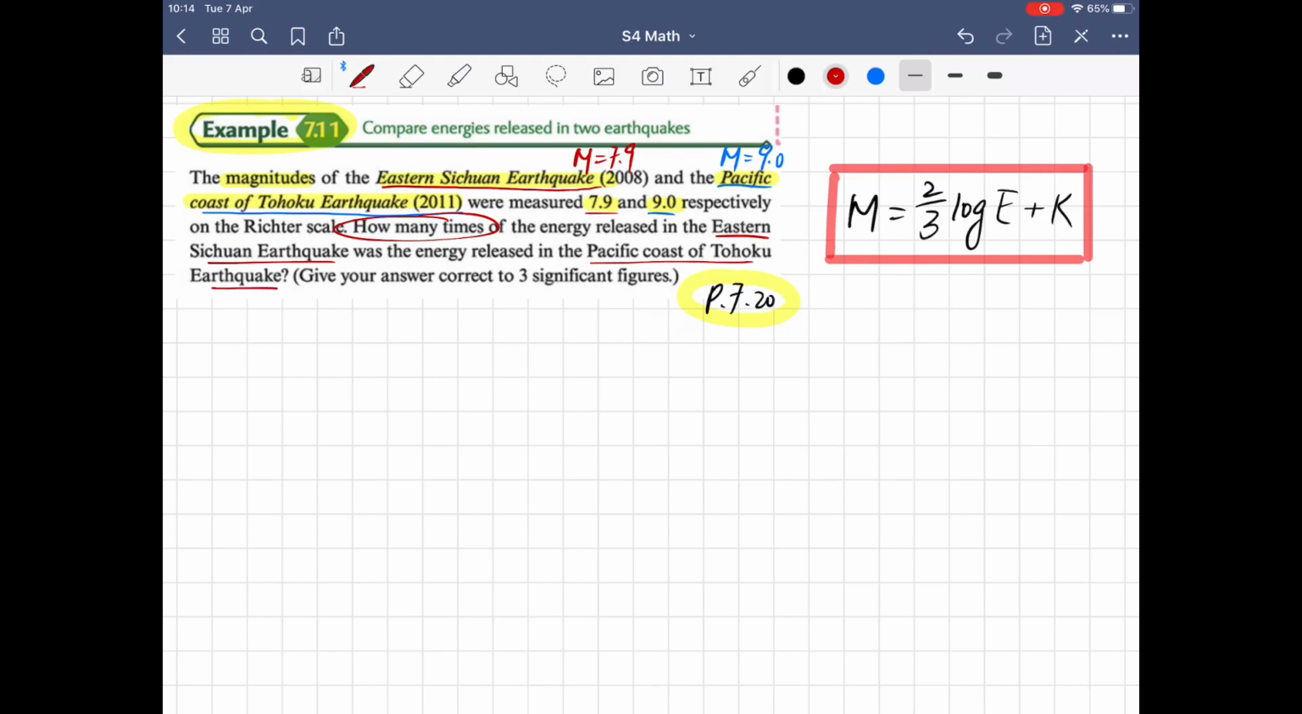Okay, so if I use E1 to represent the energy released in the Eastern earthquake, and E2 to represent the energy released in the Pacific Coast earthquake. The question asks how many times. That means it is not asking you the exact values of E1 and E2. Instead, it is asking you about a ratio, E2 over E1.